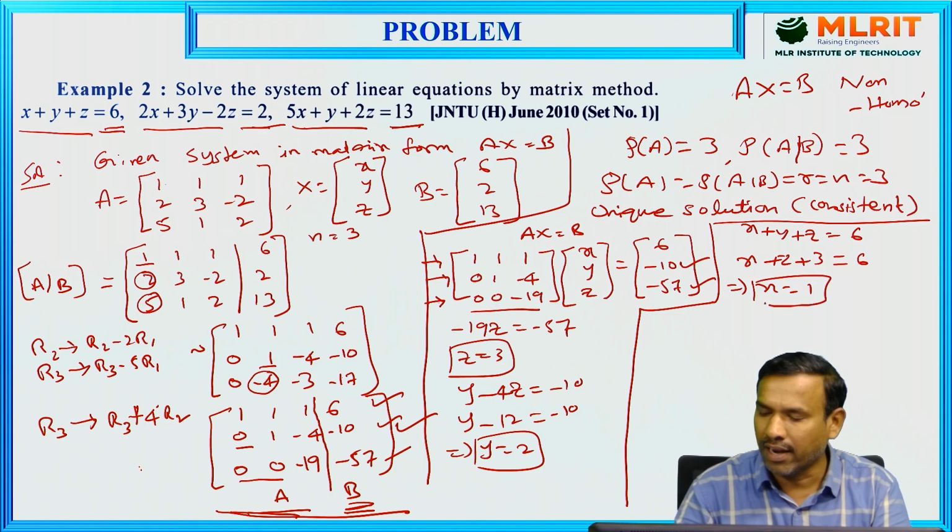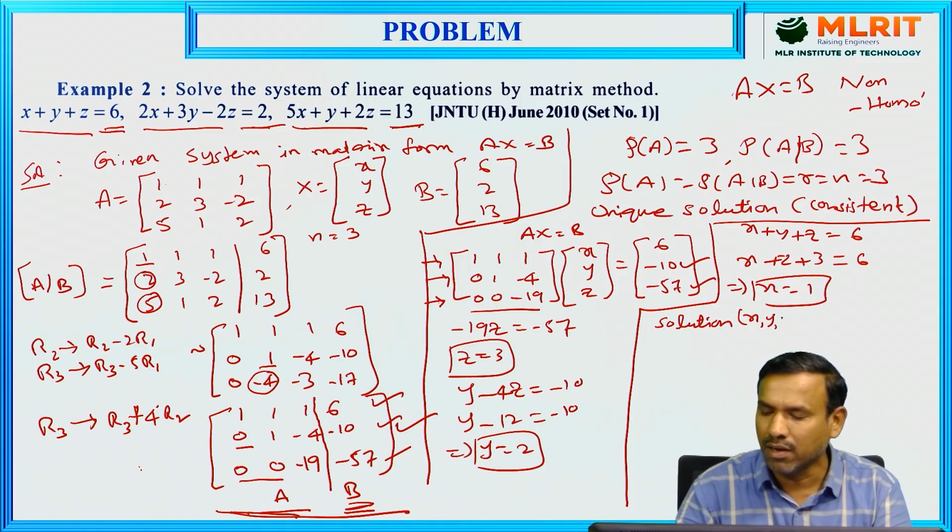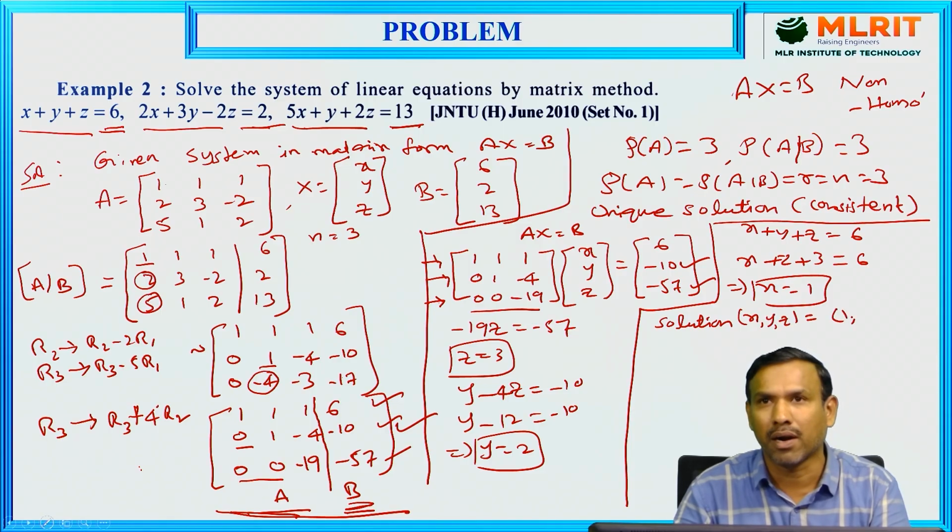So finally, you should clearly write what is the solution. Solution means the values of the unknowns x, y, z which can satisfy all the equations. X value is 1. You should write in the proper order: x value first, 1; y value 2; z value 3. So this is the solution.